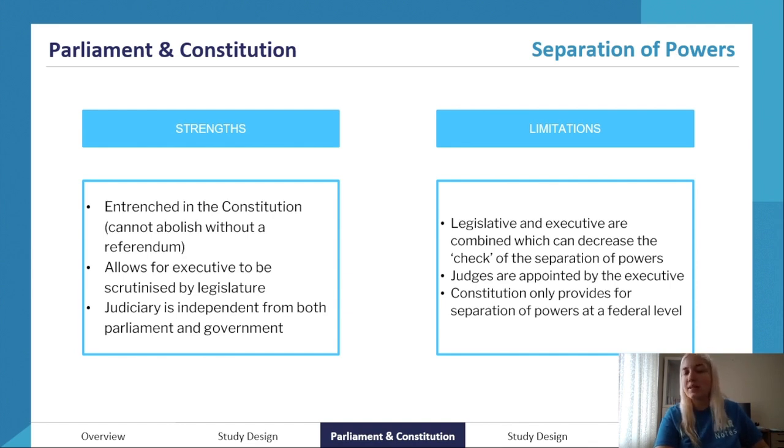Additionally, the Constitution only provides for the separation of powers at a federal level. Any principle or anything that's enshrined in the Constitution technically applies to Commonwealth Parliament, not state parliament. This means that a state level parliament could fail to abide by the separation of powers and do whatever they wanted. For instance, have members of parliament become judges. They could technically do that, but they don't. There's just a risk that they could do so because they're not restrained by the Constitution.